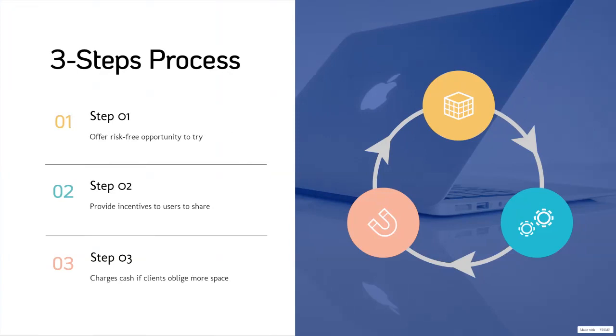Dropbox's freemium works in a three-step process. It first offers users the opportunity to try the product at a risk-free level. Then, it provides user incentives such as subscription discounts if the users share the product with their friends and families. In the end, it will offer users more storage at a price, if the user wants more storage. Currently, for the individual plan, Dropbox Professional is priced at $16.58 a month. For the organization plan, Dropbox Advanced is priced at $20 per user per month.